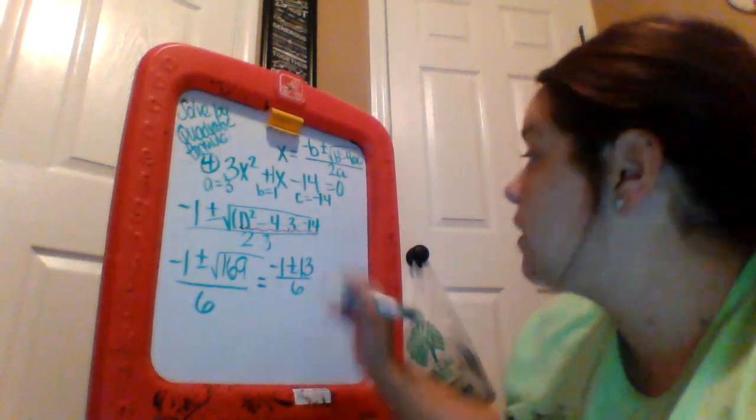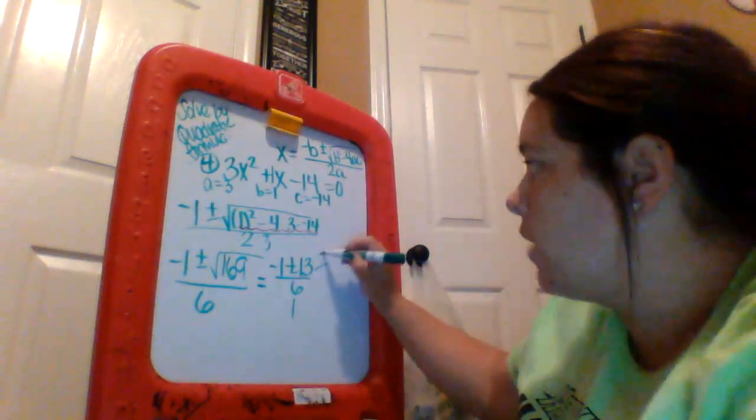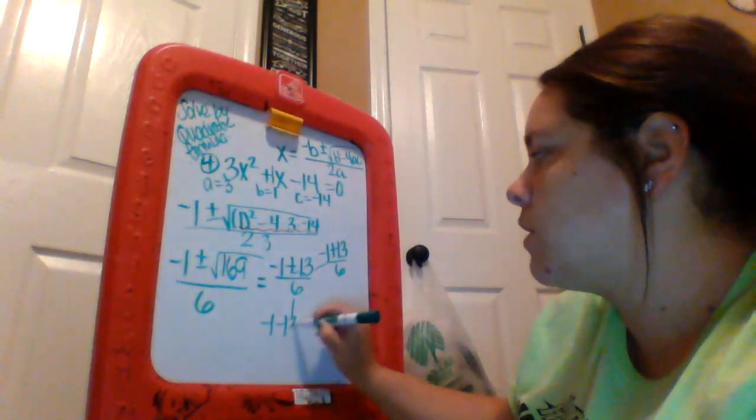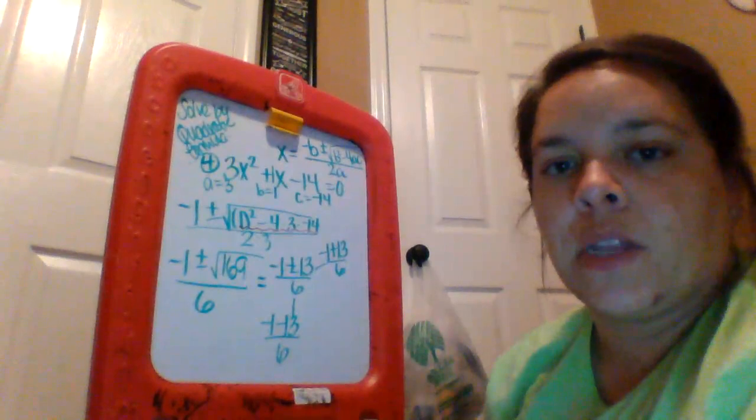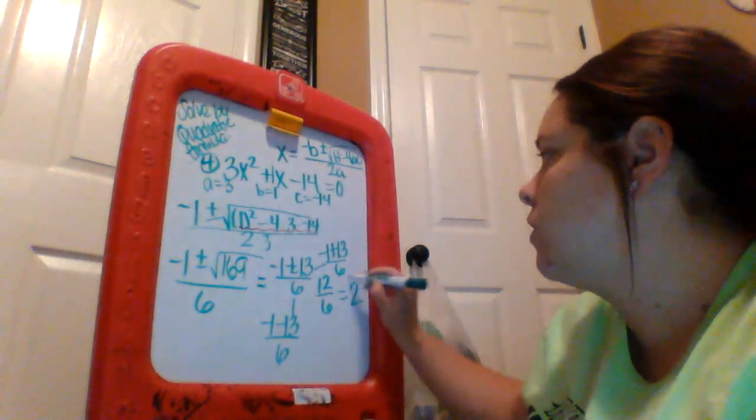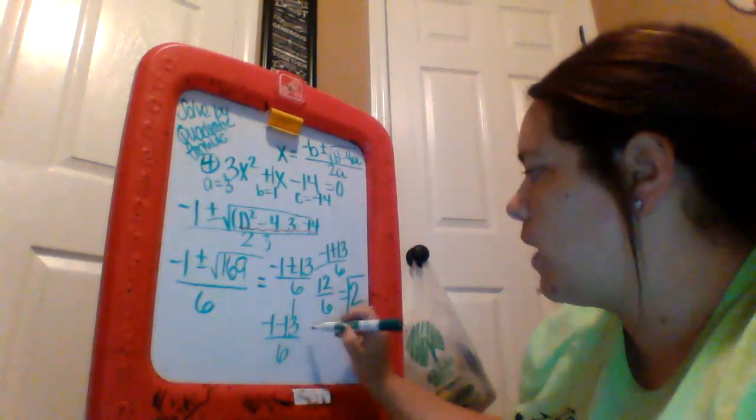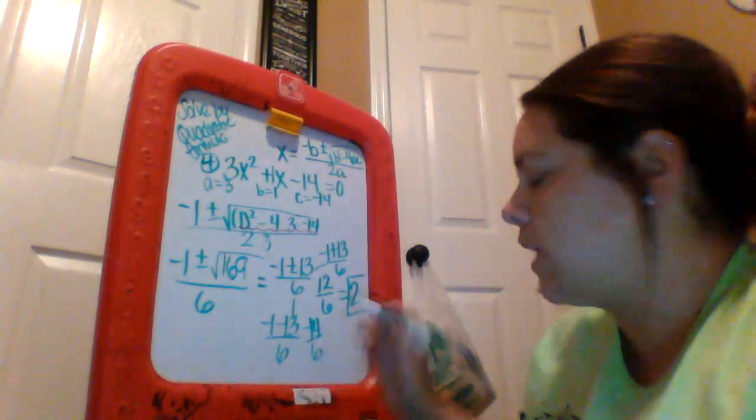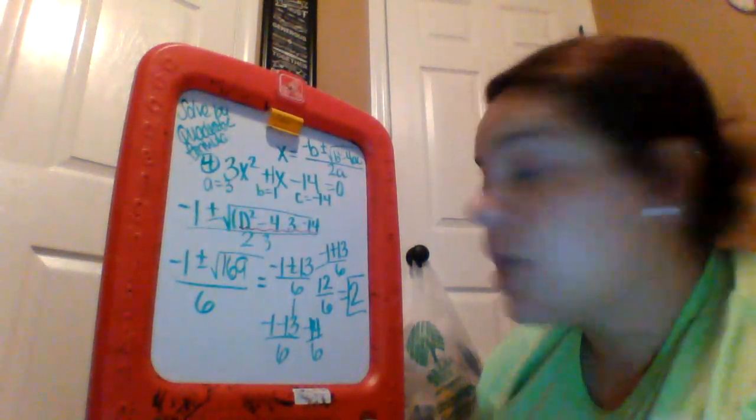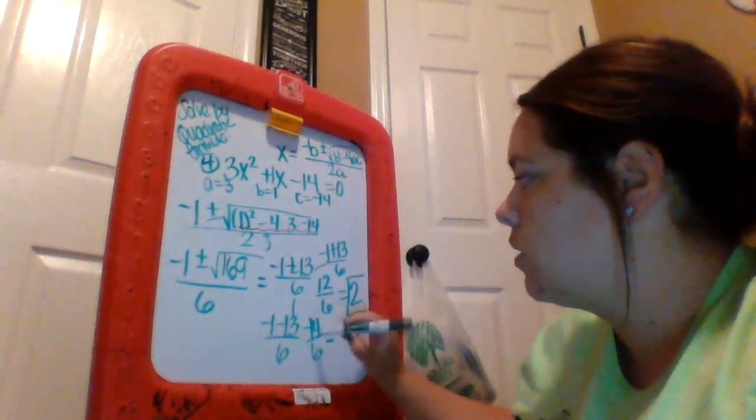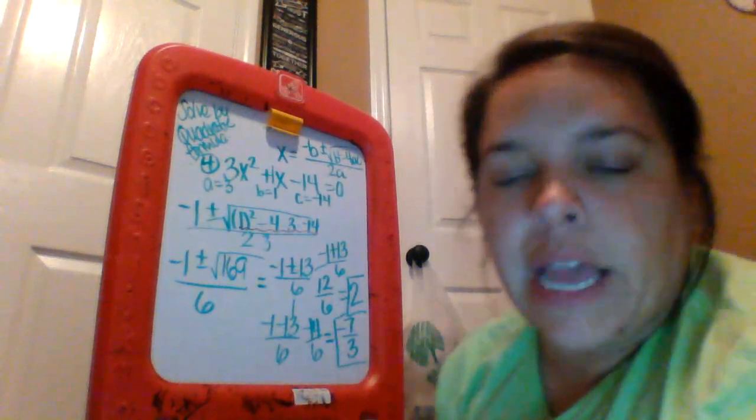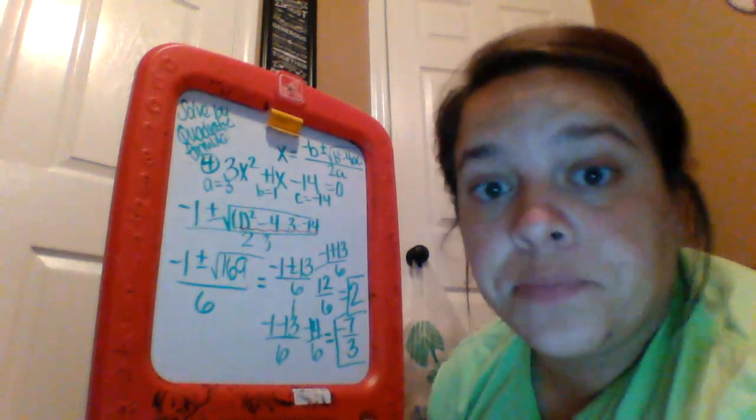Then I take it two ways. Negative 1 plus 13 divided by 6, and negative 1 minus 13 divided by 6. So negative 1 plus 13, that's 12 divided by 6, which is 2. And negative 1 minus 13, that's negative 14 divided by 6. If you use your calculator, negative 14 divided by 6 is a repeating number. So I'm just going to reduce it by 2. So that'll be negative 7 over 3. You could make it negative 2 1/3. I would count that too.